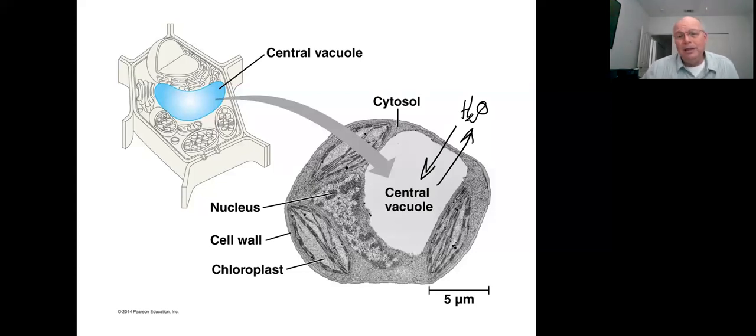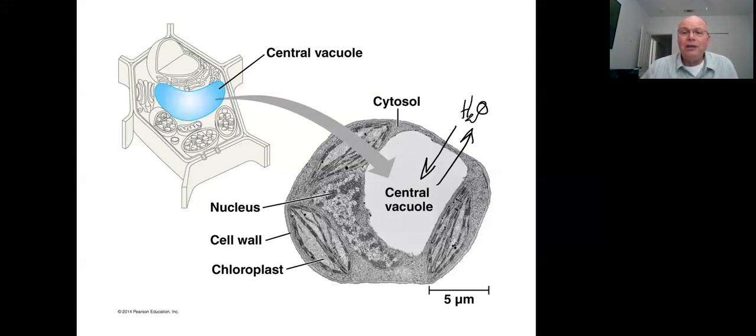And the cell wall simply limits how far the central vacuole can swell, and therefore how far the plant cell can swell. But the typical condition of a plant cell is to be rigid or turgid because of this pressure of water. We'll talk more about that in chapter 7.